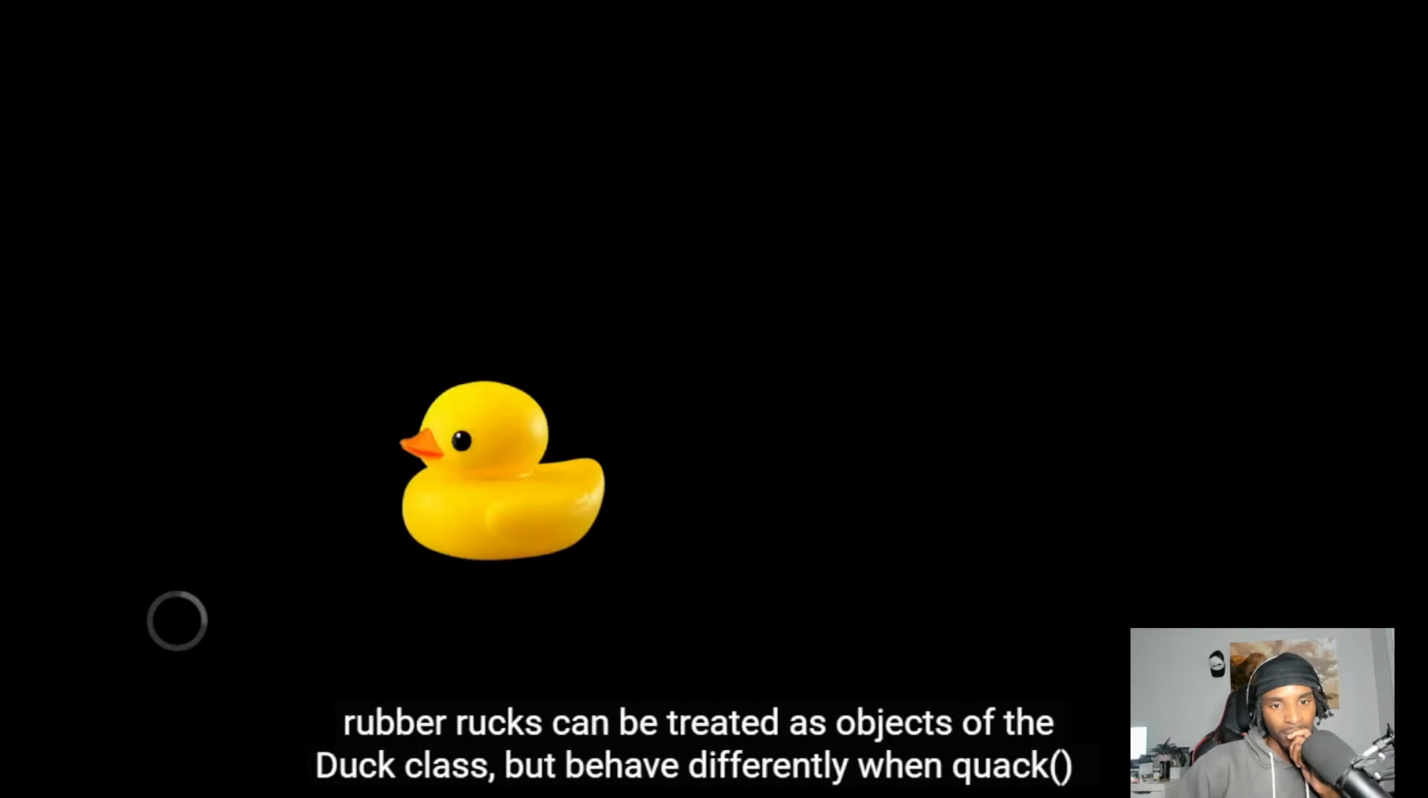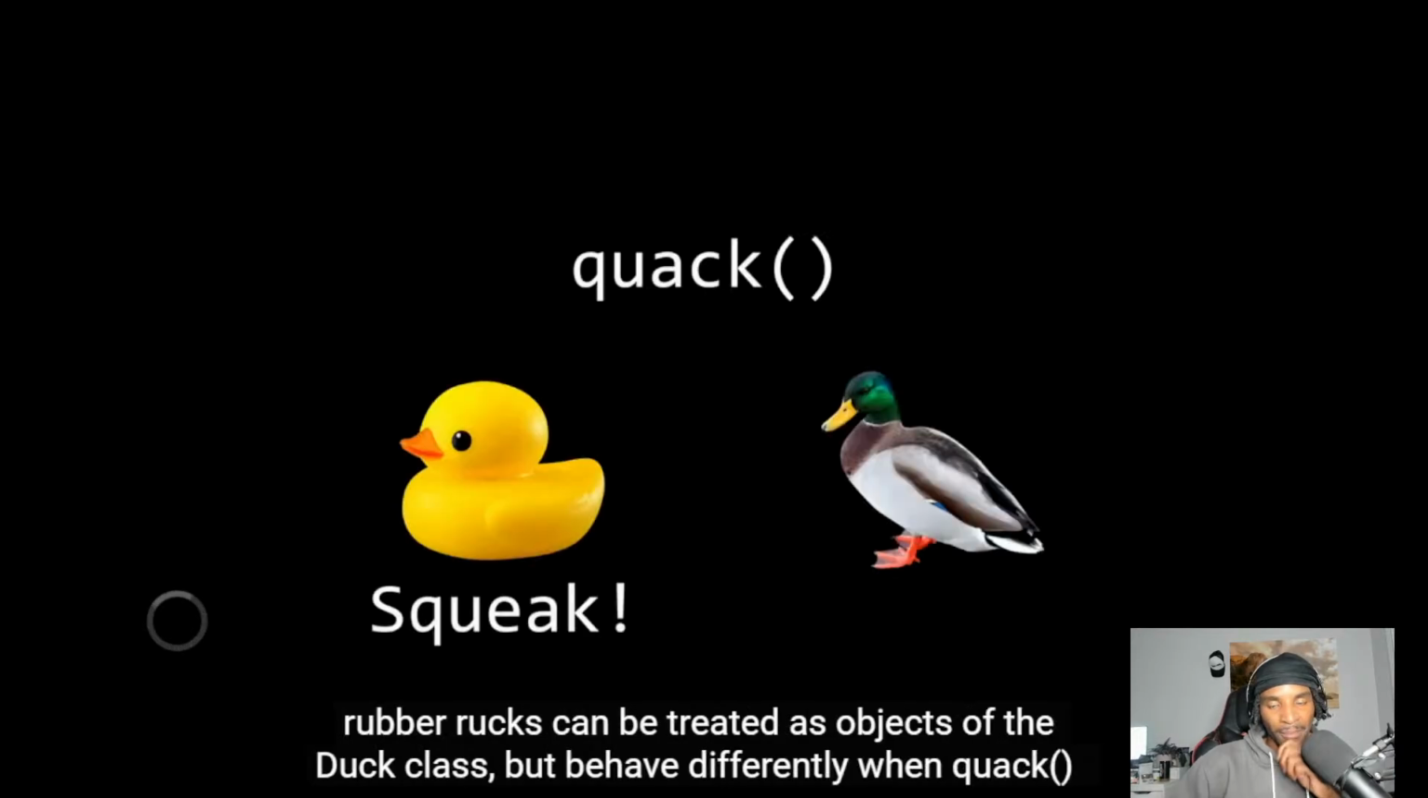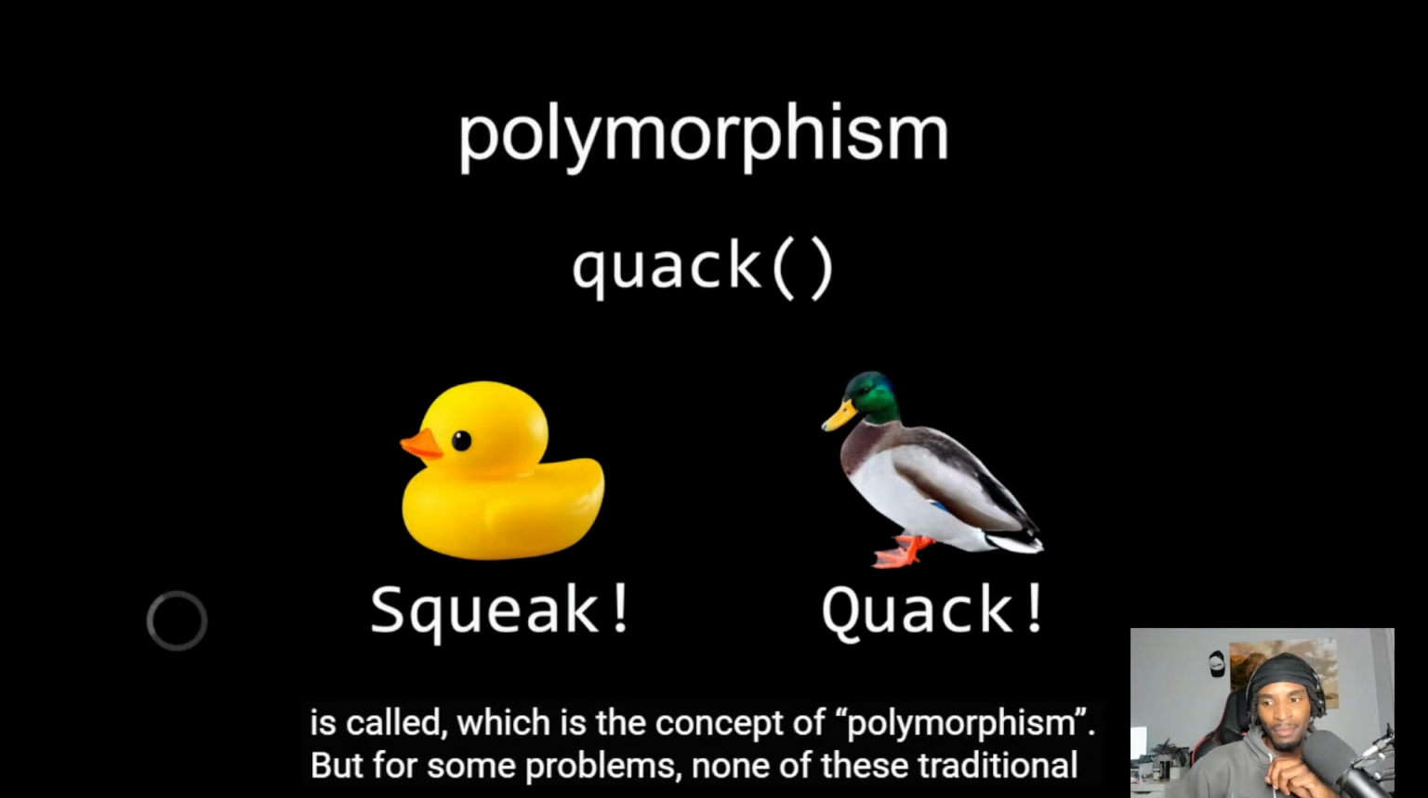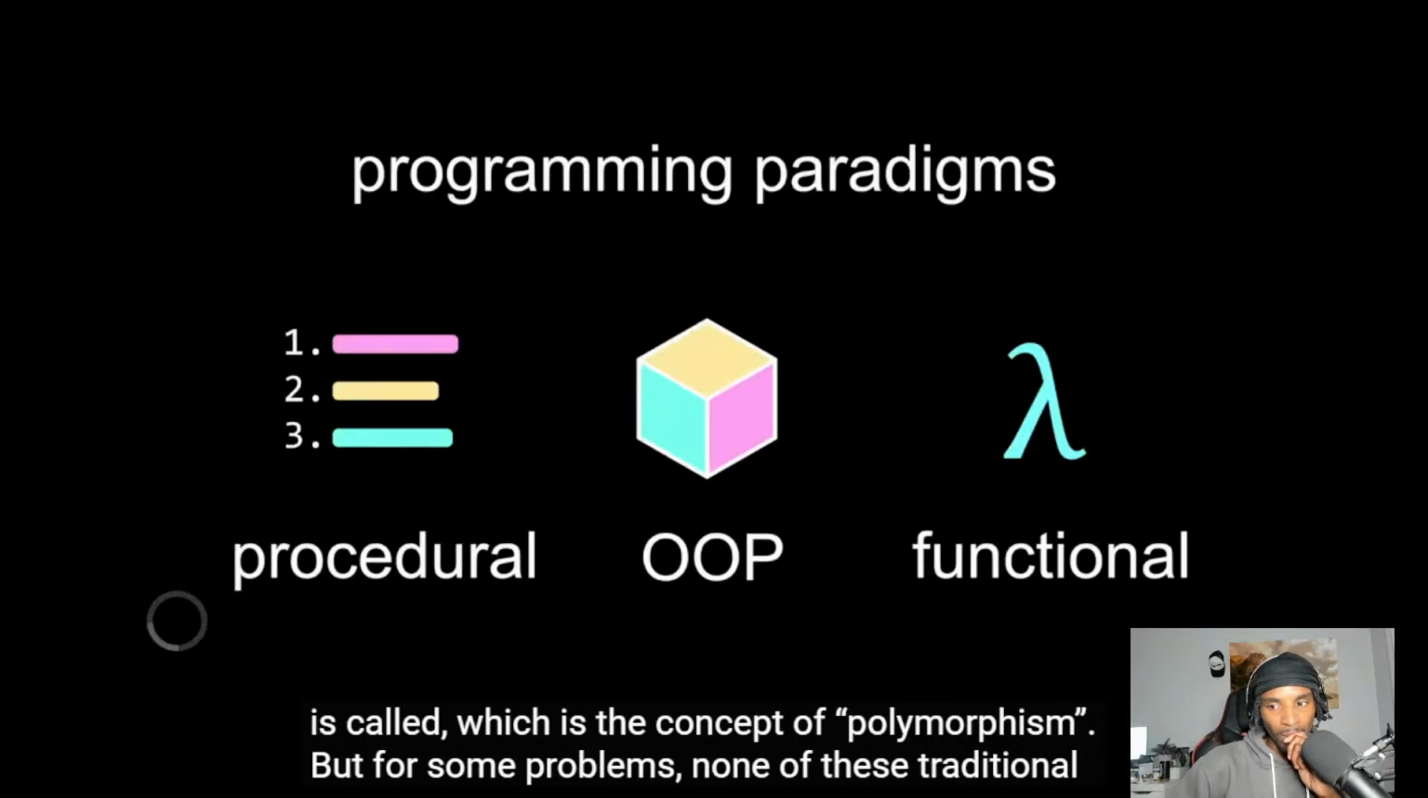As a result, rubber ducks can be treated as objects of the duck class but behave differently when quack is called, which is the concept of polymorphism. But for some problems, none of these traditional paradigms will work.